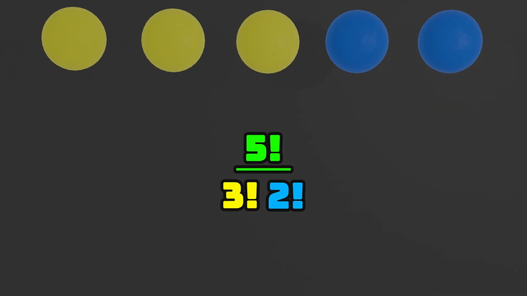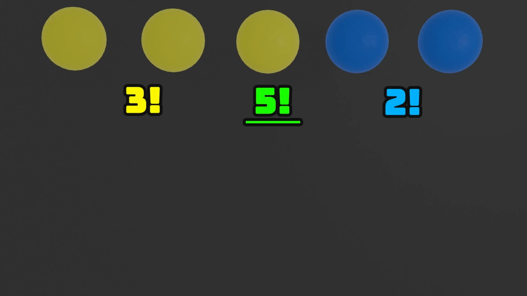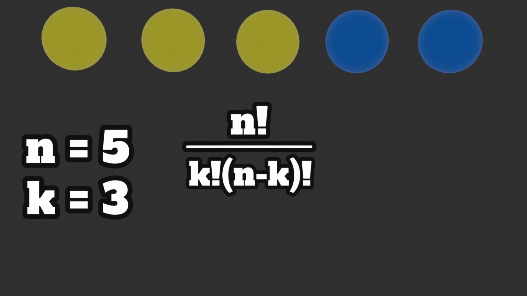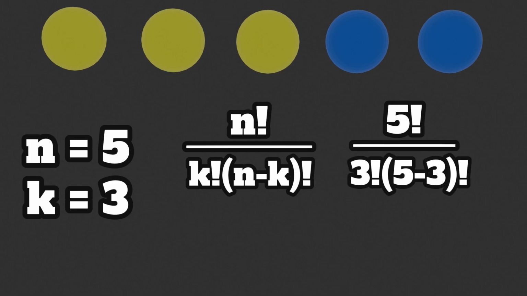We can calculate the number of combinations like this, 5 factorial, divided by 3 factorial times 2 factorial. The number 5 refers to how many balls we have, 3 is the number we take, and 2 is the leftover balls. So, imagine this, n is the number of balls we've got, and k is how many we take. Then we can whip up a formula like n factorial divided by k factorial times n minus k factorial. That gives us a number like 5 factorial over 3 factorial times 5 minus 3 factorial. You can see that formula's exactly the same as this example.